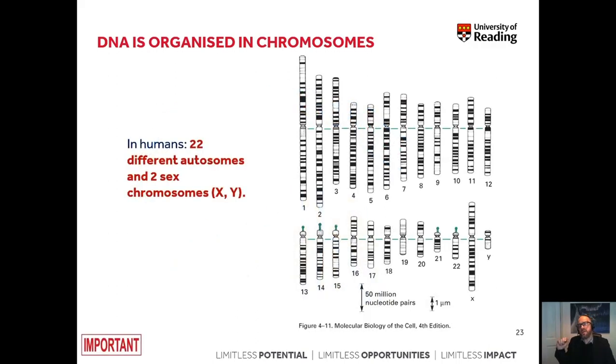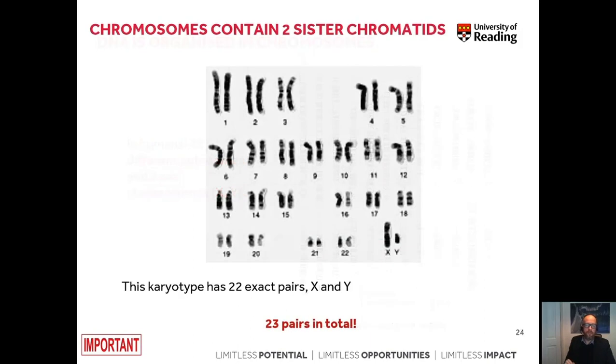I hope that at least some of you remember that in humans we have 22 different autosomes and 2 sex chromosomes. So we have 23 pairs of chromosomes. So the full chromosomal configuration of the adult somatic cell, for example our skin cell, is 46 chromosomes, because those are 23 pairs in total.